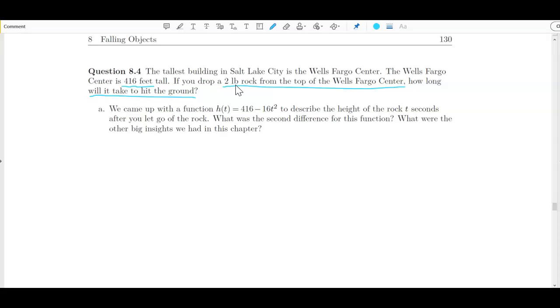Yeah, so it doesn't matter. The Earth's gravitational pull is always going to be the same. And so that's when we're looking at our equation here underneath. You're not going to have to figure out this equation. They're going to give this to you. But that negative 16 part of this equation is the Earth's gravitational pull. And that 416 is how tall the building was. So all we're dealing with here is the height of the building and the Earth's gravitational pull.